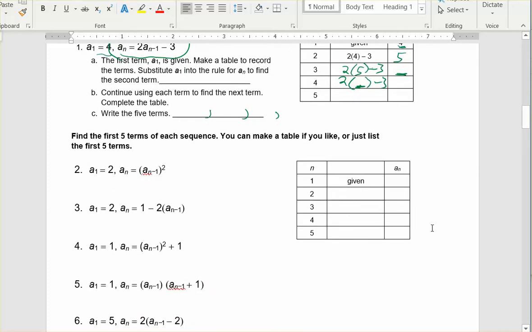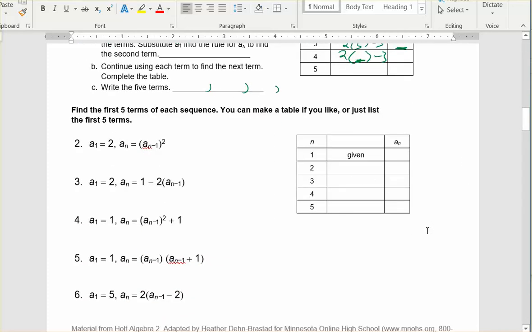Alright, you can use this table over and over if you want to erase it, or you can copy it, or you can do them without a table if you prefer, or you can write tables on your worksheet, on your own paper. Let's do number 5, because it looks kind of hard, doesn't it?